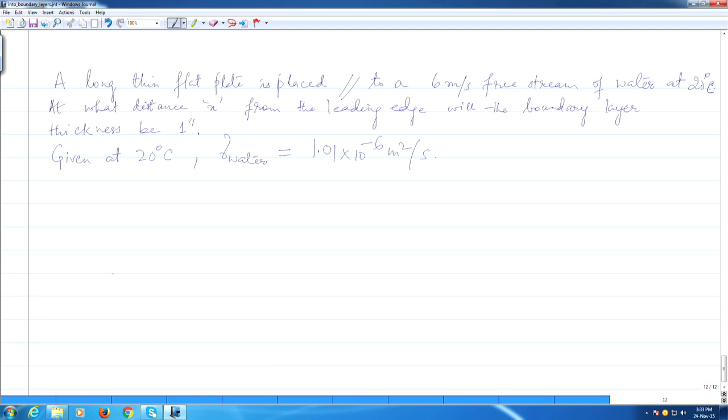So, basically we have a flat plate. It encounters a 6 meters per second free stream. This is the leading edge and this is the trailing edge. At what distance x from the leading edge? This plate is going to have a boundary layer. So, now the question is, at what distance will the height of the boundary layer be 1 inch? What is this distance?